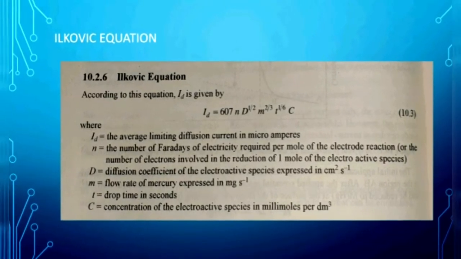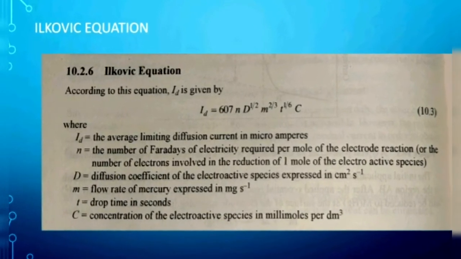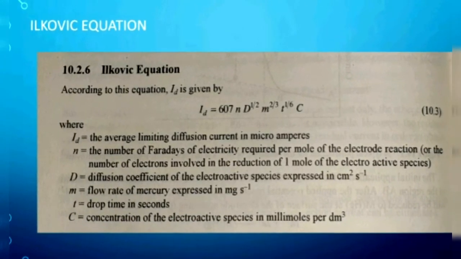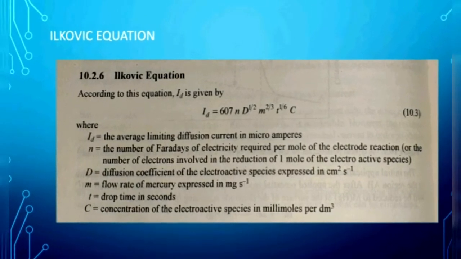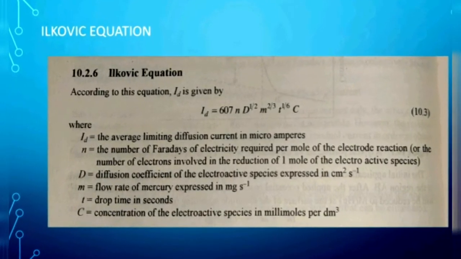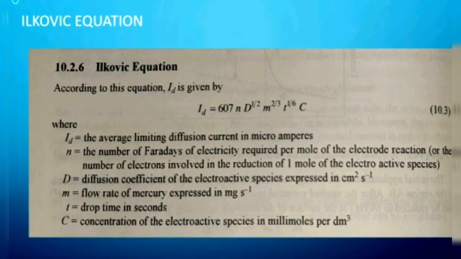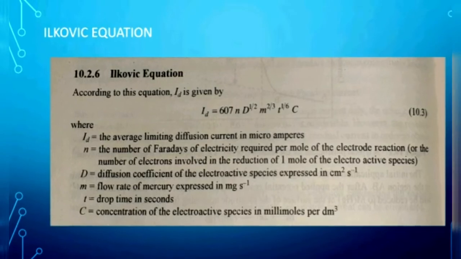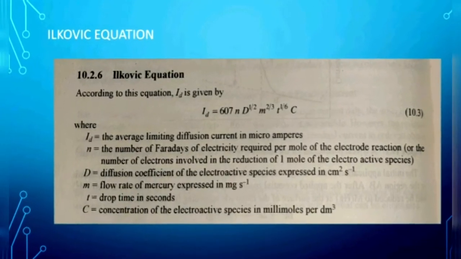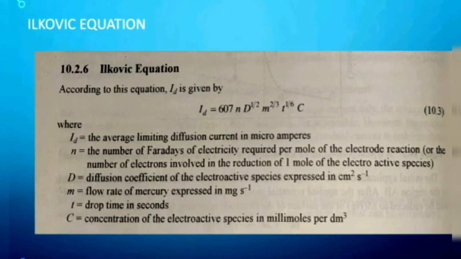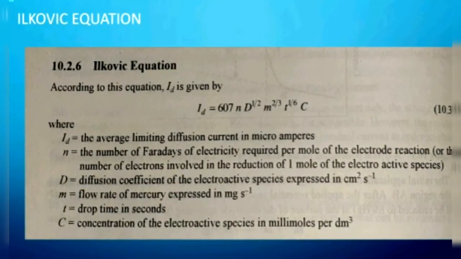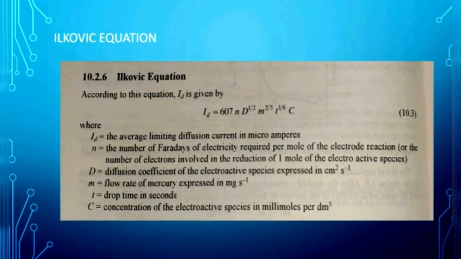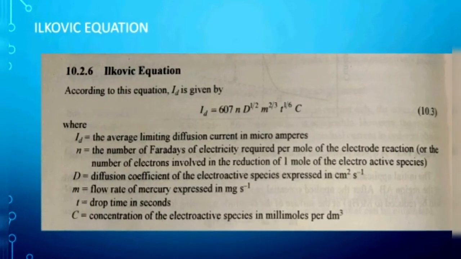So the term I suffix d represents the average limiting diffusion current, and it is measured in microamperes. n refers to the number of electrons that are involved in the reduction of 1 mole of the electroactive species. D is the diffusion coefficient, m is the flow rate of mercury, t is the drop time in seconds, and C is the concentration of the electroactive species.